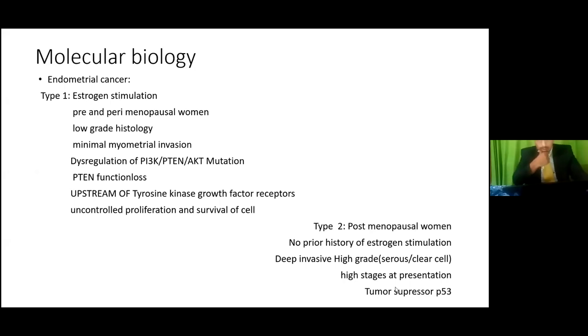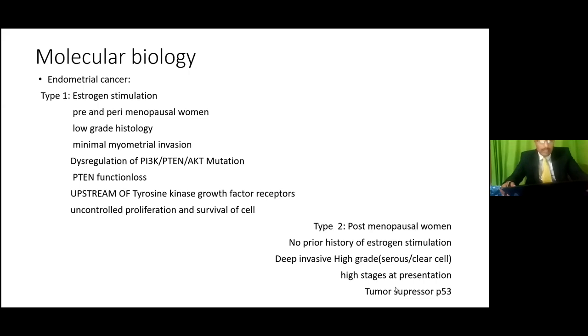Coming to the molecular biology, endometrial carcinomas are of two types, type 1 and type 2. Type 1 is mainly associated with estrogen stimulation, and type 2 is not associated with any prior history of estrogen stimulation. Type 1 occurs in pre and perimenopausal women, whereas type 2 occurs in postmenopausal women. Type 1 has minimal myometrial invasion, while type 2 usually presents with deep, high grade invasive lesions.